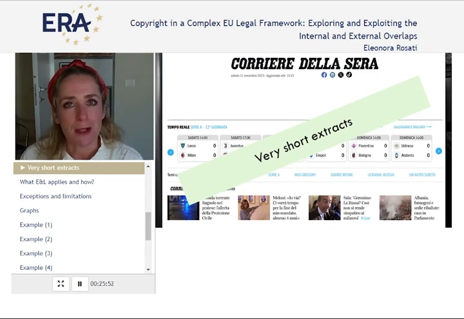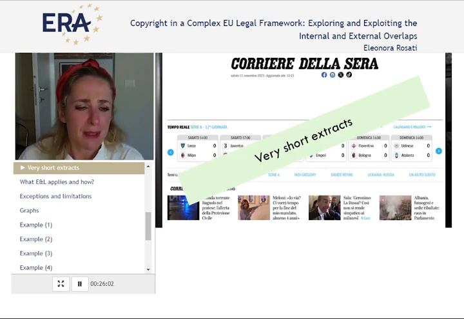An exclusion that has given rise to a lot of discussions, attempts at the national level to provide a definition of what very short does mean. But where do we stand? Are these national definitions correct? I would argue probably not.